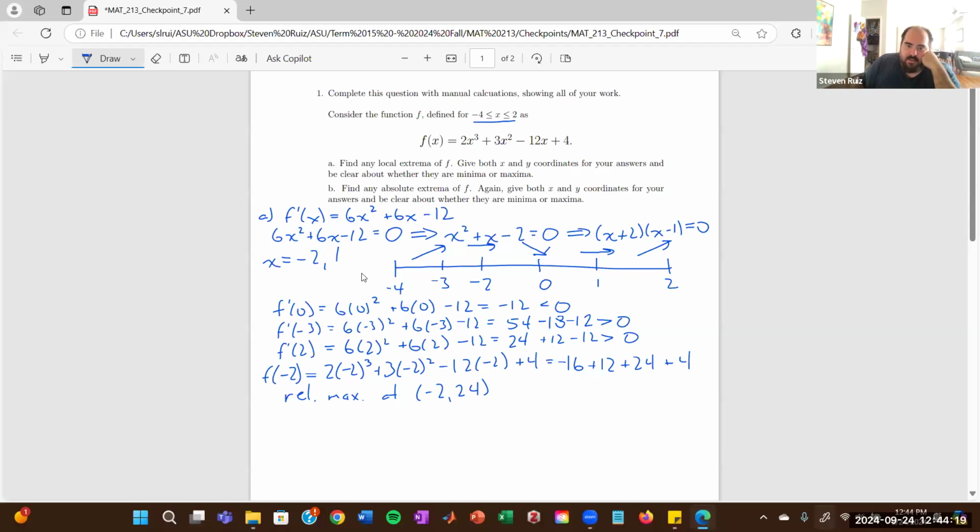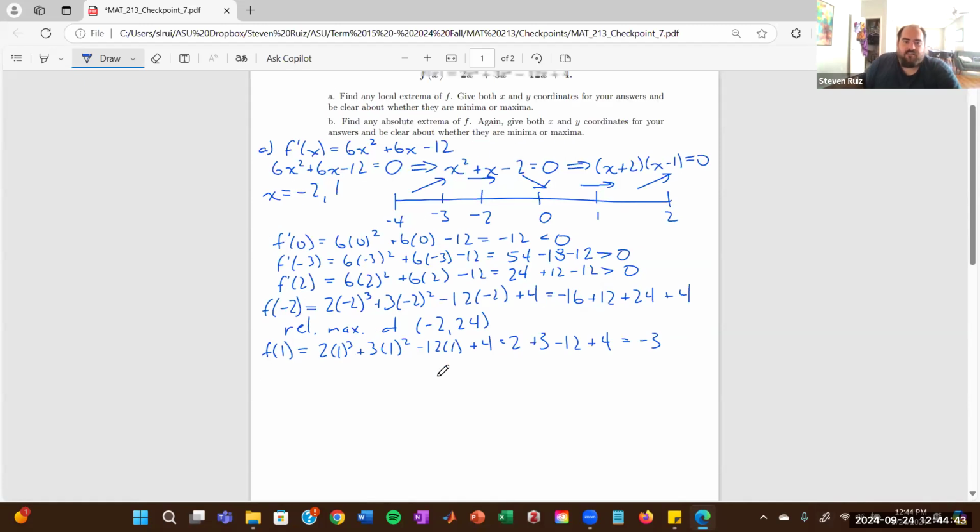Now I want to find where I have a relative minimum. So to get the y value there, I need to plug in 1 for x. So 2 times 1 cubed plus 3 times 1 squared minus 12 times 1 plus 4. And that equals 2 plus 3 minus 12 plus 4. That's -3.